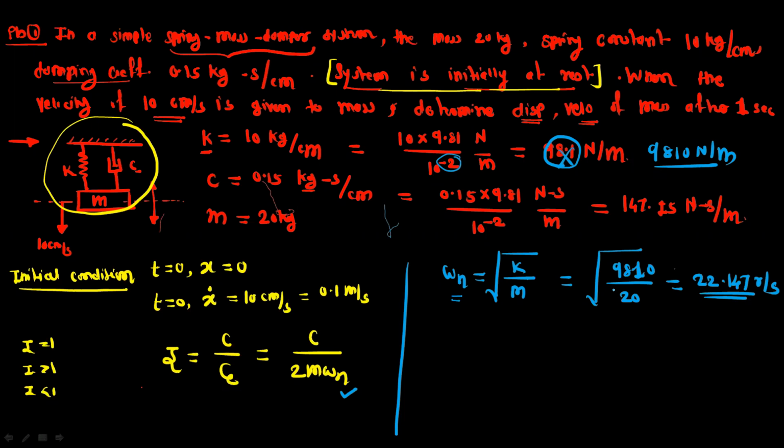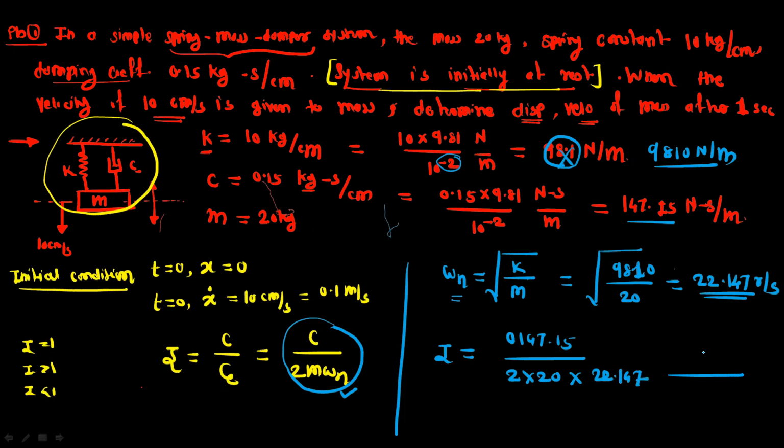So the omega n value is 22.147 radian per second. Now use this equation to get the value of zeta. So zeta is equal to the C value, sorry, this is 147.15, and the CC value is 2m omega n. So 2 mass is 20 kg into omega n, 22.147. So get this answer for zeta.